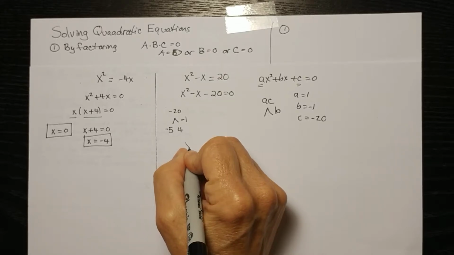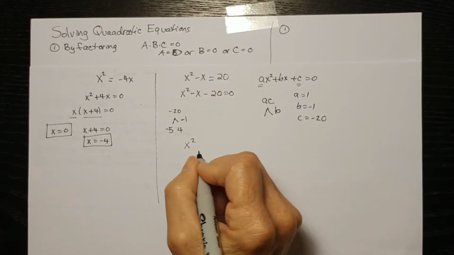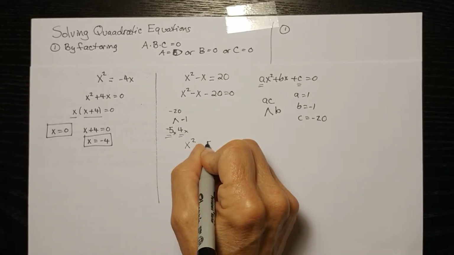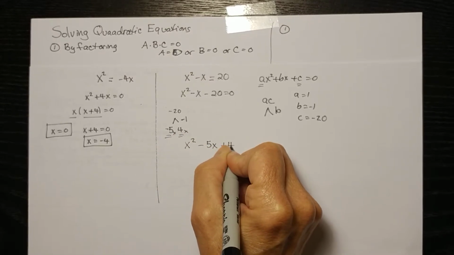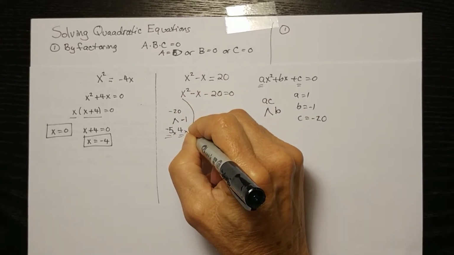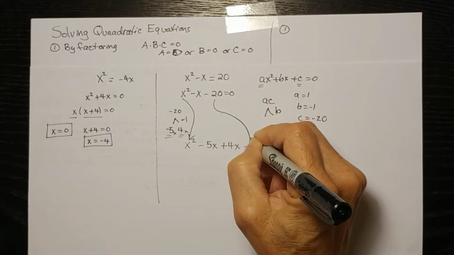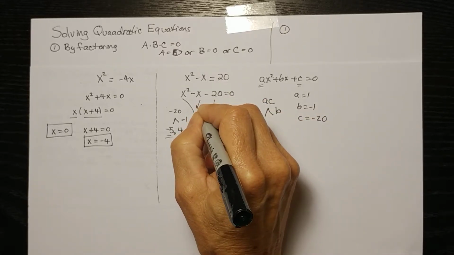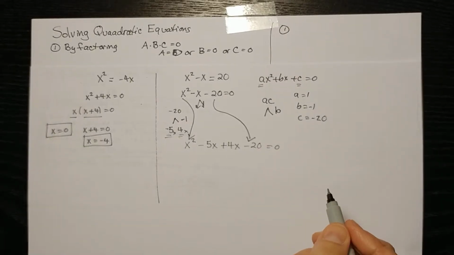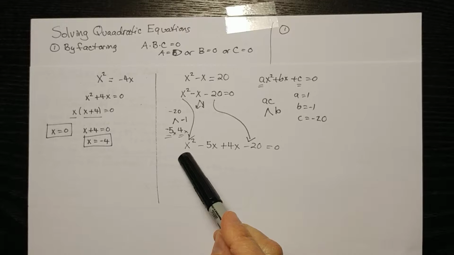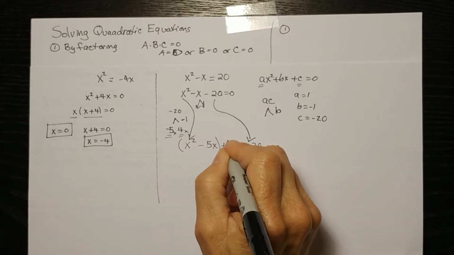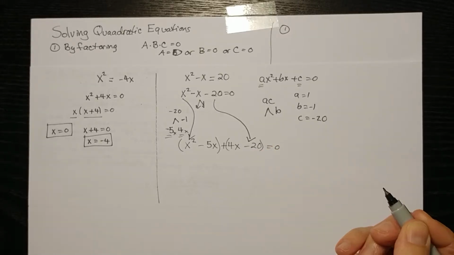If a is not equal to 1, you could rewrite the middle term into these two terms: x squared minus 5x plus 4x minus 20 equals 0. What I did here was bring down the x squared term, bring down the negative 20 term, and rewrite negative x into minus 5x plus 4x. Once I have 4 terms, 1, 2, 3, 4, I'm going to finish this off by grouping. I'm going to group the first two terms together and the second two terms together.